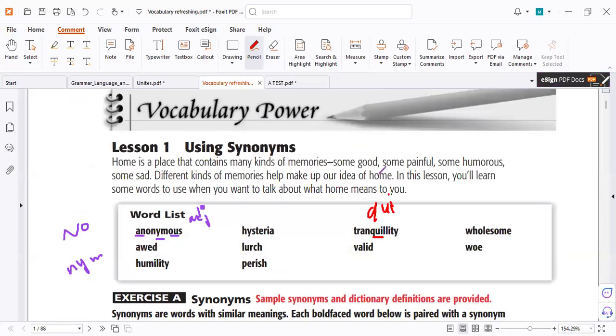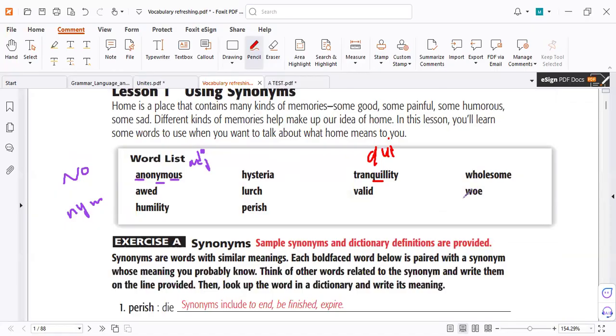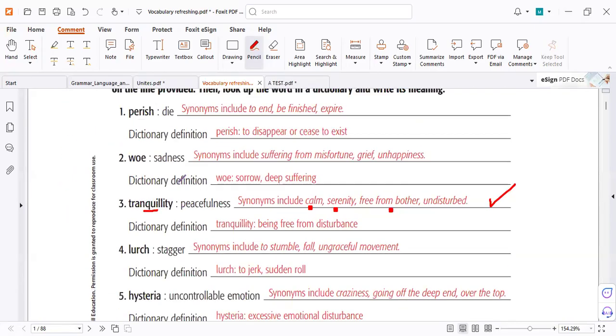Again, later we'll study something like that. The sound of the word tells you the meaning. Look, woe. When you produce the sound "whoa," it means you are sad or in confusion. You're not stable, you're not calm. You are in trouble. So look, woe means sadness, misfortune, grief, and unhappiness. So the sound of the word tells me the meaning of the word.